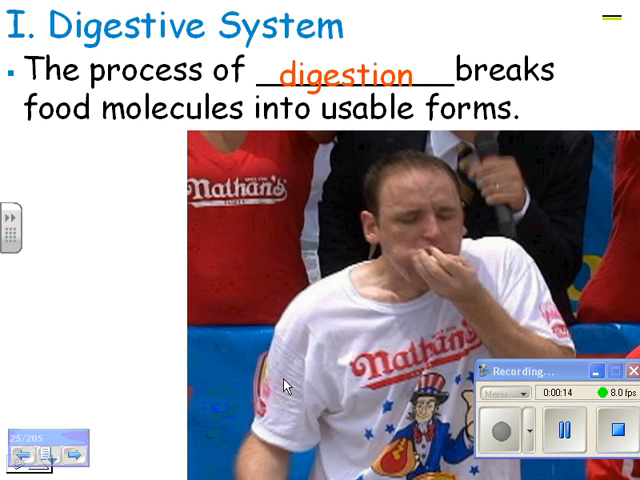If you've ever seen Nathan's hot dog eating contest, it's the grossest thing around, and I can't imagine these folks are actually digesting any of the food that they're shoving into their bodies. It's an interesting thing to watch, though. Every 4th of July.